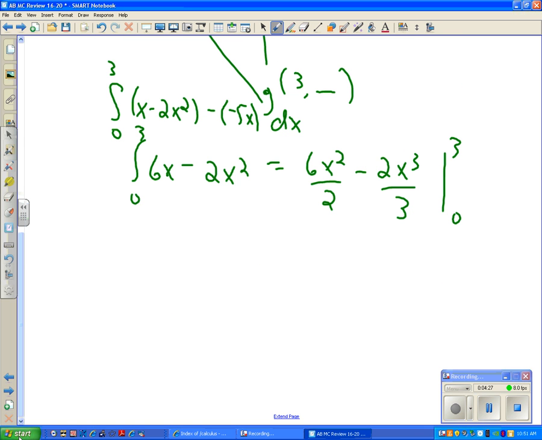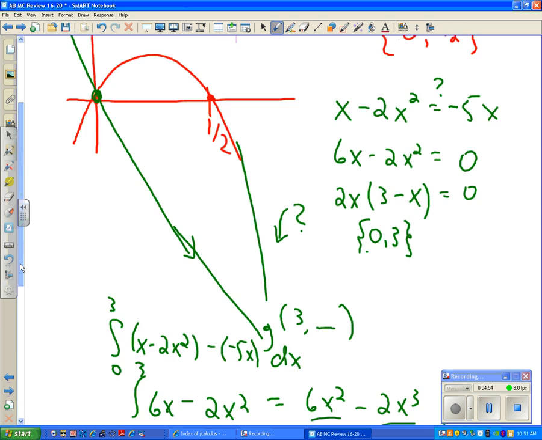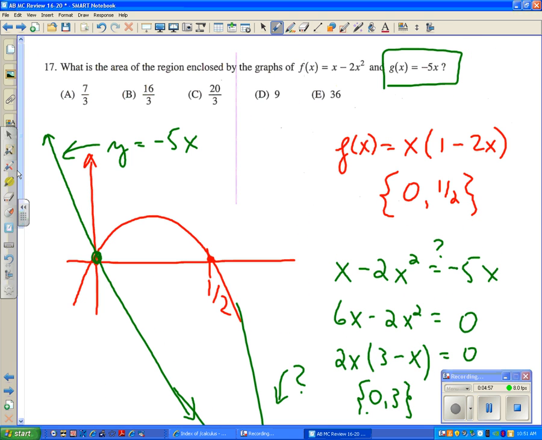So we've got 3x squared minus 2/3 x cubed. Putting in our upper limit of 3, nice, I'm glad that we got 0 as a lower limit. We get 9 times 3, or 27, minus 2/3 of 27, which is 18. And the result is 9. That's our area. So going way back up to the top, our choice is letter D, for 9 as our area between the two curves.